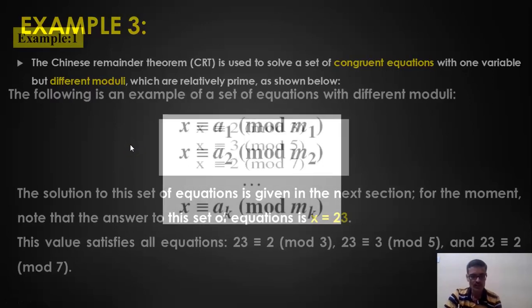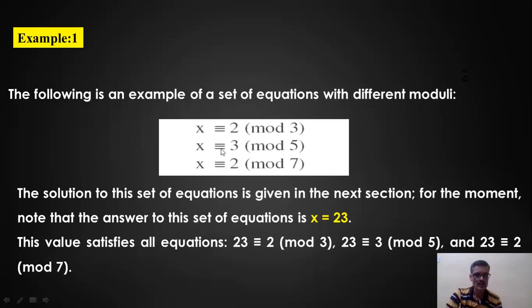Let's look at this example. I have X congruent to 2 mod 3, X congruent to 3 mod 5, X congruent to 2 mod 7. So my moduli are different here, right? Before going into the CRT, in a simple way I can solve it. We have to go on substituting different values of X, say 1, 2, 3, 4, 5, something like that.